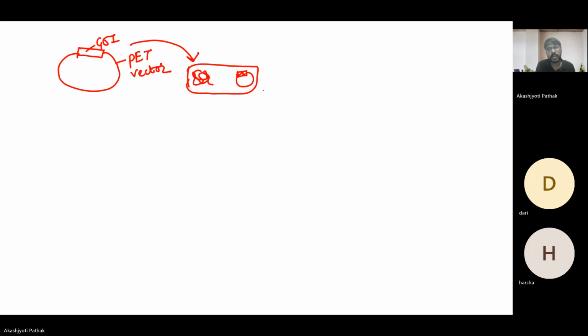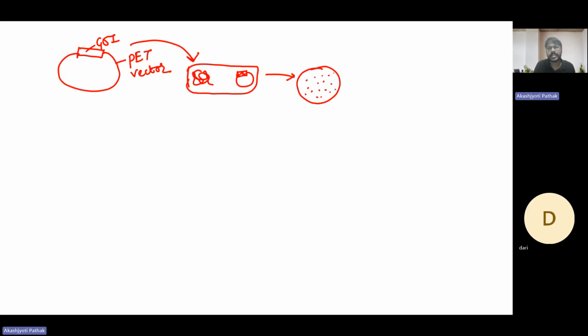So first of all, what is done is we have transformed the bacterial cell with the cloned gene of interest. And then we have plated it on an agar plate, and we have got several colonies of the bacteria. Now, in the next step, we take one colony and we inoculate it in a 10 ml LB media. We pick up one colony and inoculate it in this 10 ml media.